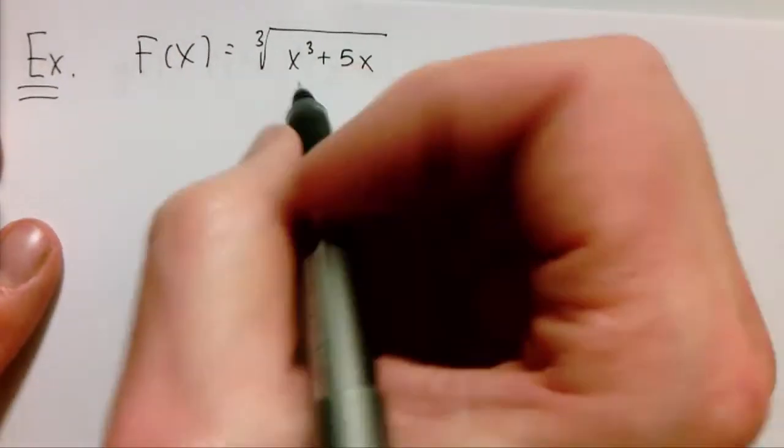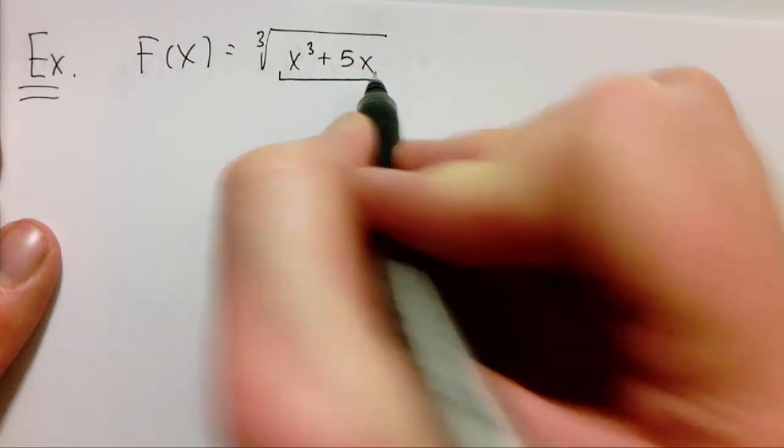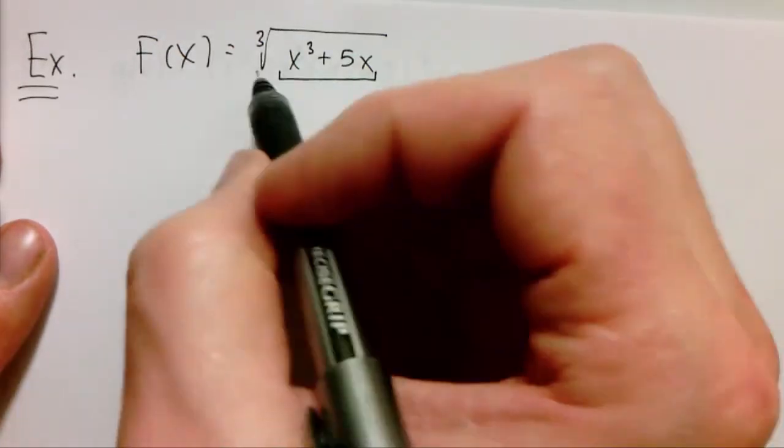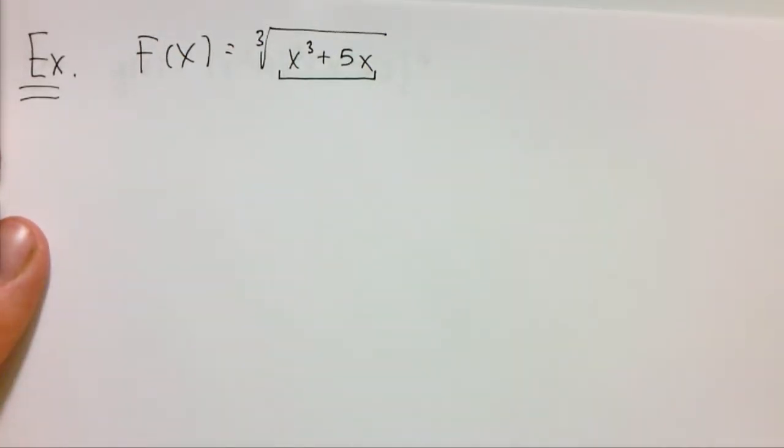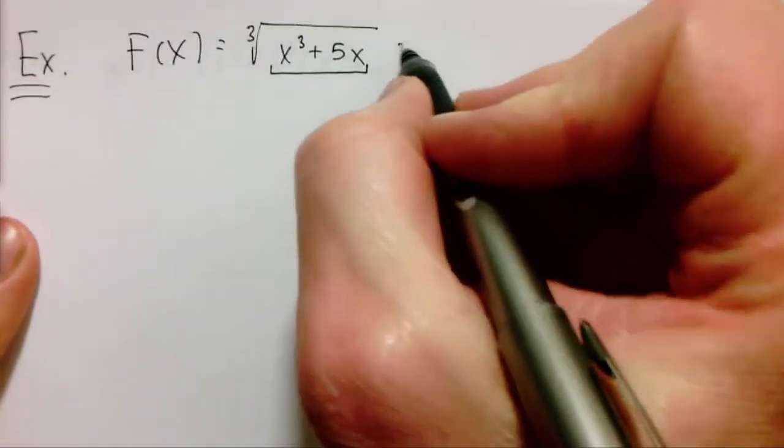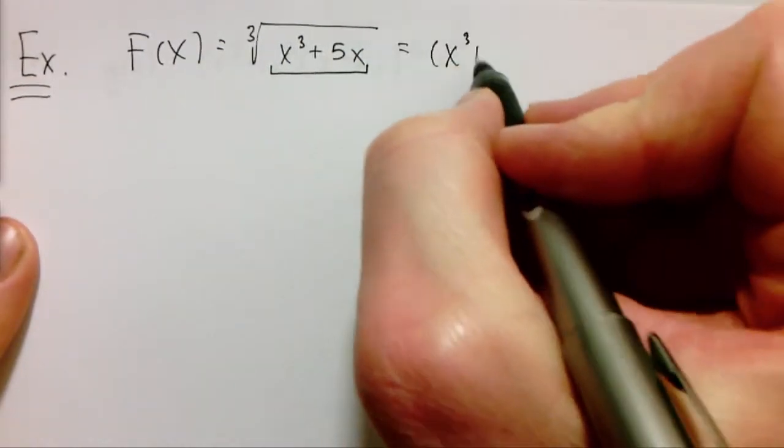Okay, what's my inside function? Right here, it's the first thing I do to x. And then my outside function is to take the cube root. If we take that cube root and rewrite it as a power, this looks a lot like the last example.